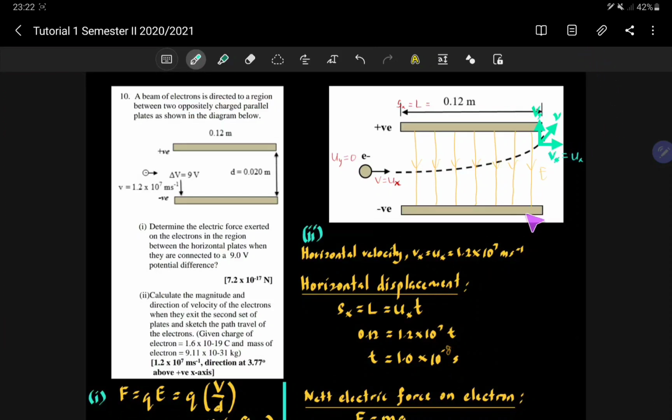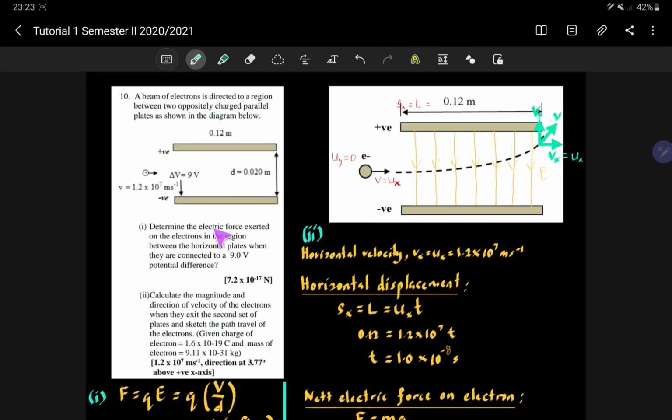Okay guys, so last question, which is number 10. What do we have now? A beam of electron is directed to a region between two oppositely charged parallel plates as shown in the diagram. So this is the electron which is moving to the right, just passing through the parallel plates here, where the upper side represents our positive plate and the bottom one represents our negative plate. So when the electron just passes through these plates, what happened?